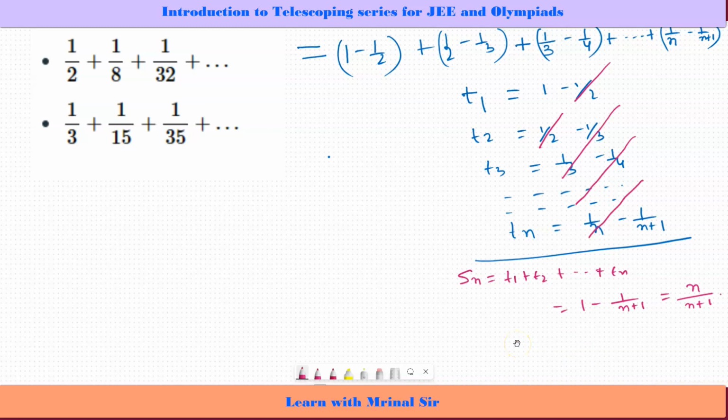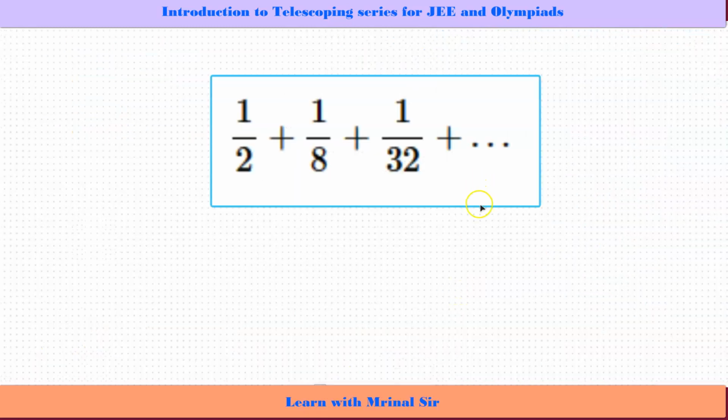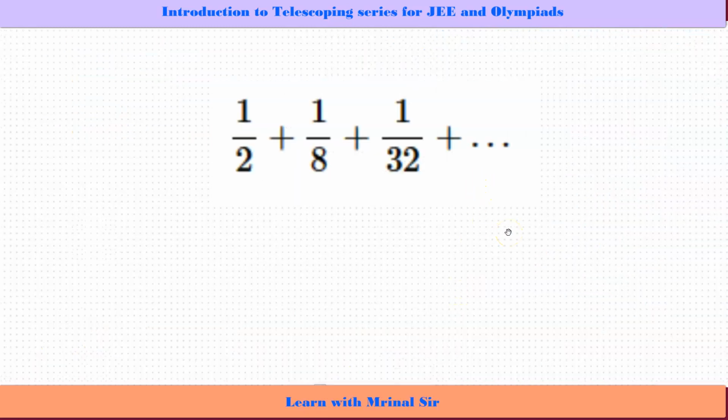So let me take the next example for you. For this second example of telescoping series, you will say that it's a common GP series. Of course, but today we will be solving this series by using that method of difference only, this time in a different manner. And this is not an infinite series, we will be discussing finite series only today.